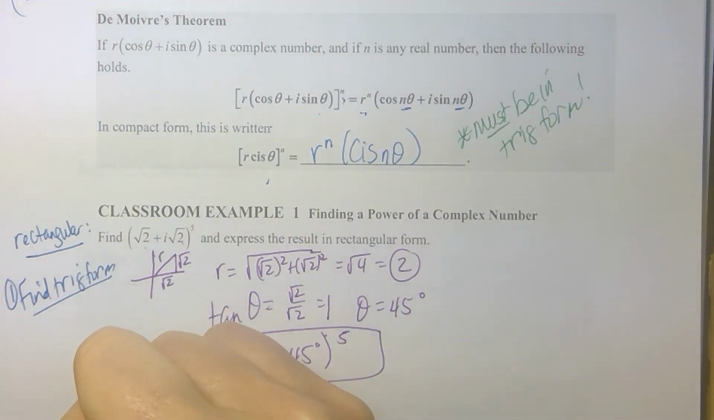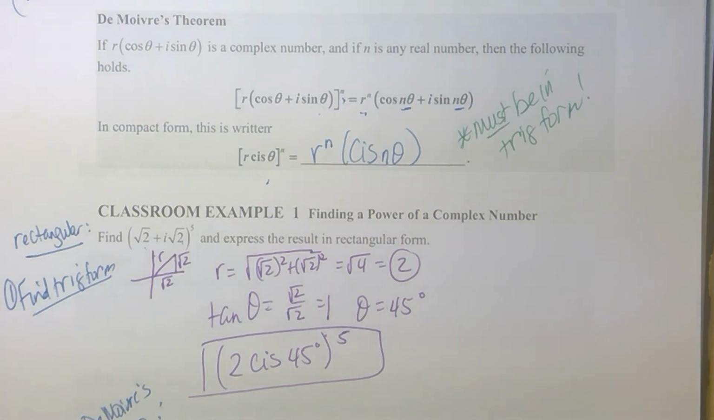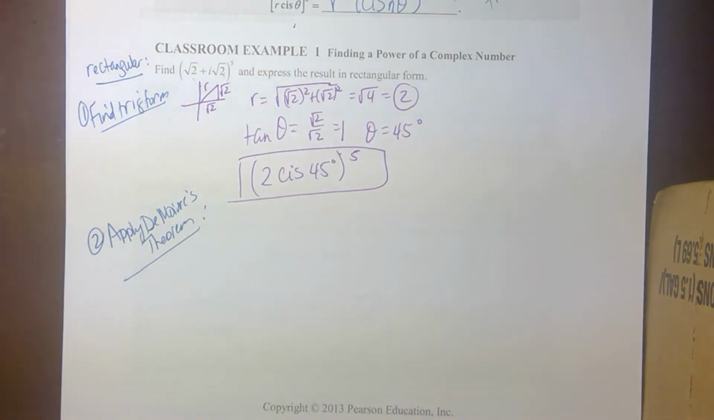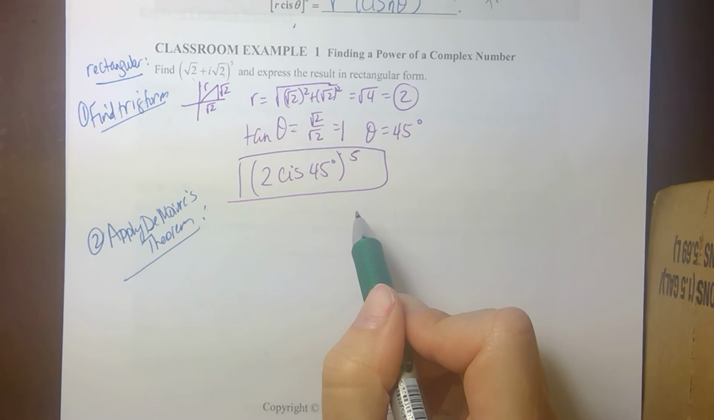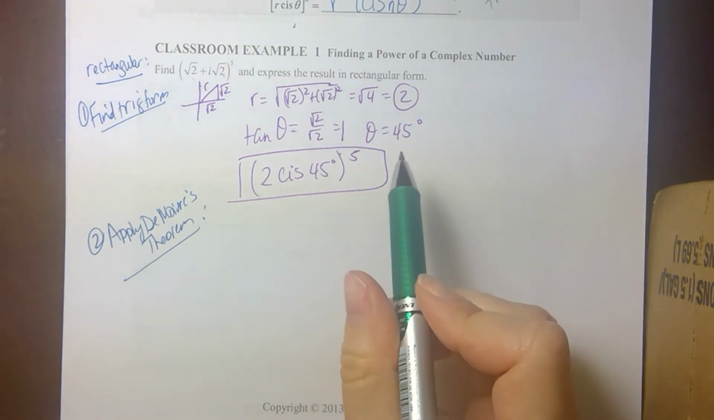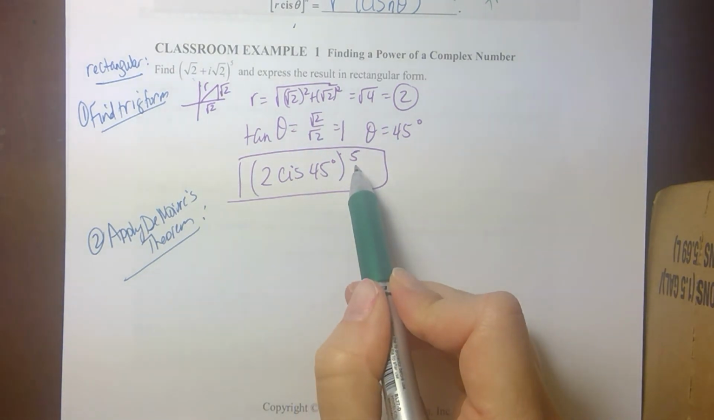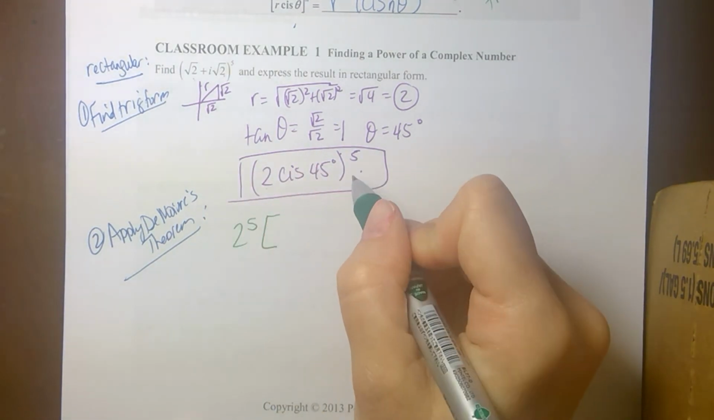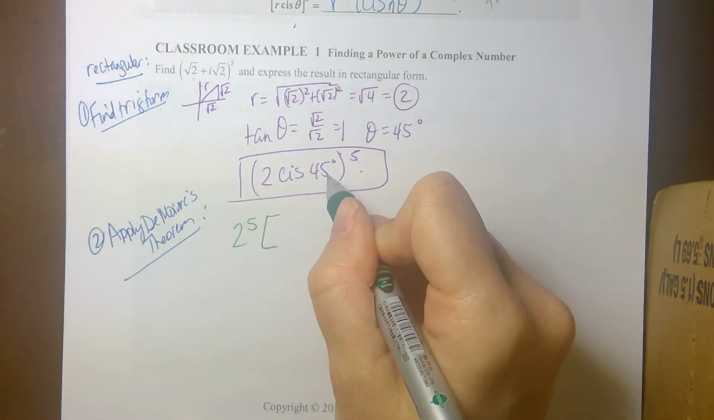Which is my power rule, basically, for trig form complex numbers. So we're going to apply de Moivre's theorem. To do that, I'm going to start by writing this out in expanded form as I apply de Moivre's. De Moivre's theorem says I raise r to that power, and then I multiply that exponent times the argument.